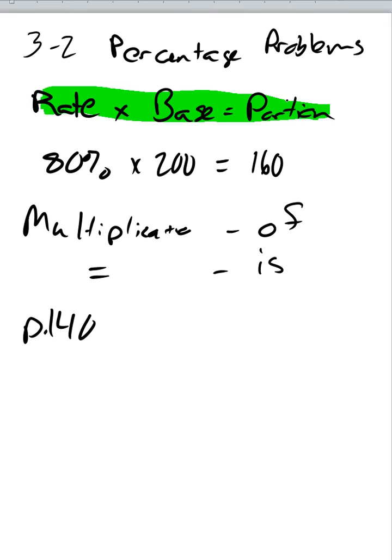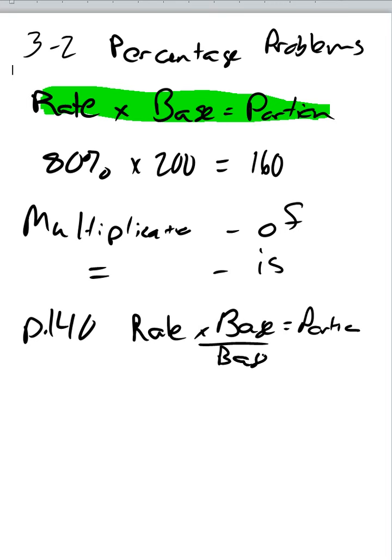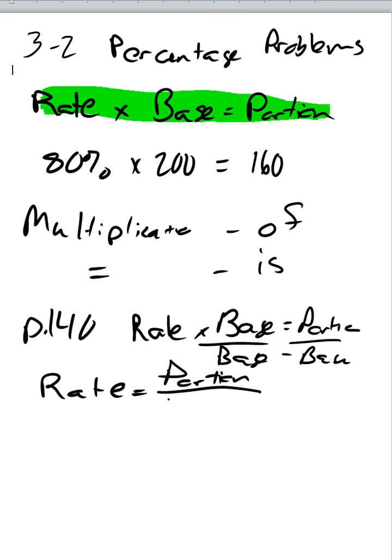So what we can do here, if we have rate times base equals portion, is go ahead and divide each side by base. We will have an equation that says rate equals portion over base. Rate equals portion over base. Basically, we just solved this, divided by 1, and so that's what we end up with.